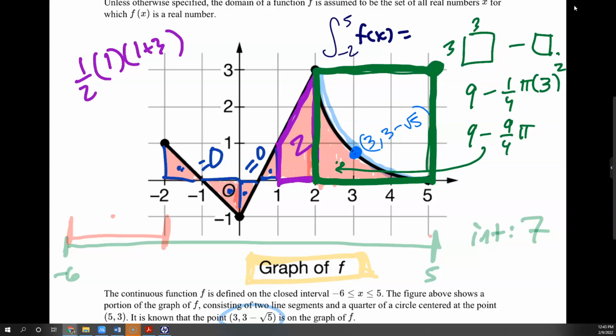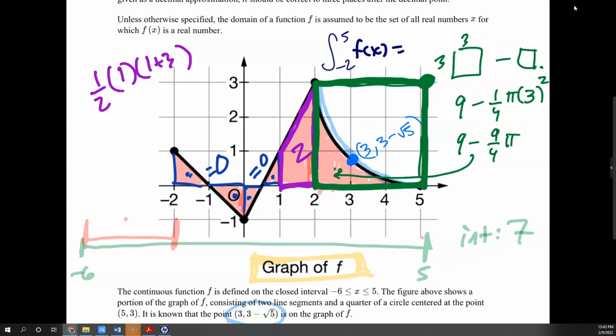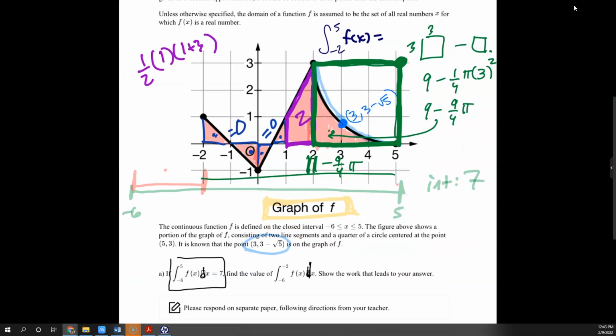That's kind of ugly, right? So the integral is pi r squared, but it's a quarter circle, so a quarter of it. That's where the 1/4 came from, and I know the radius is 3. Okay? So guys, here to here, can I just say that's 11 minus 9/4 pi? Yeah, because 9 and 2. So that's 11 minus 9/4 pi. So what's the value of this? 7 minus that. 7 minus 11 minus 9 over 4 pi.